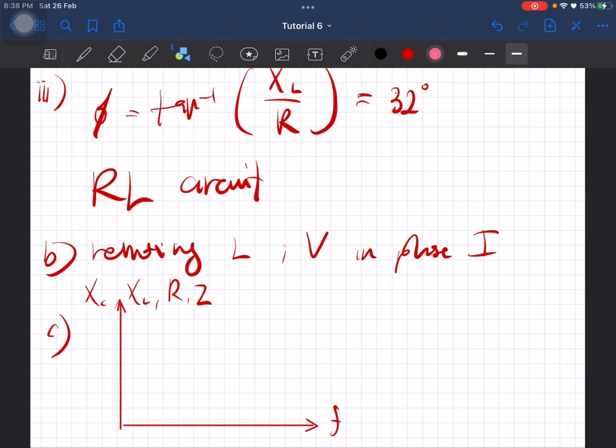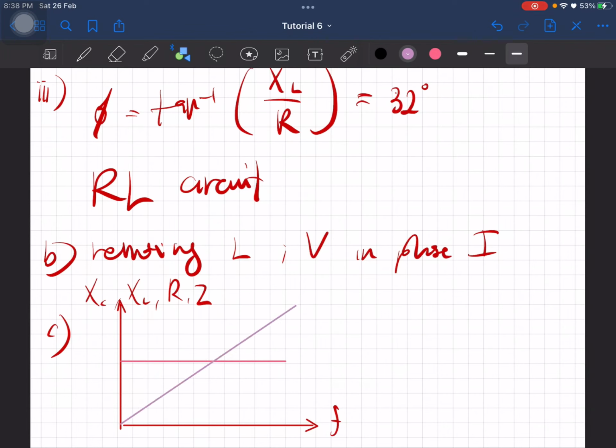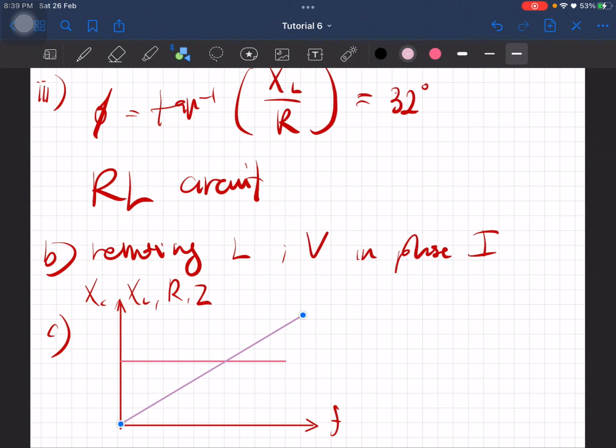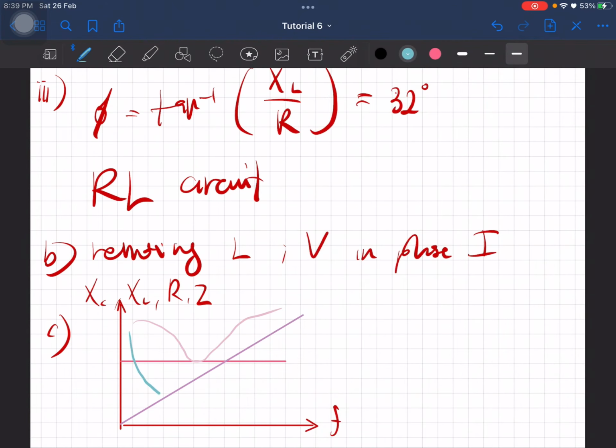So firstly we have R, and then we will have the XL, and then we have the what else? We're gonna have the Z. The impedance is something like this, and then lastly the capacitive reactance, which is inversely proportional. Okay, like that. Alright.